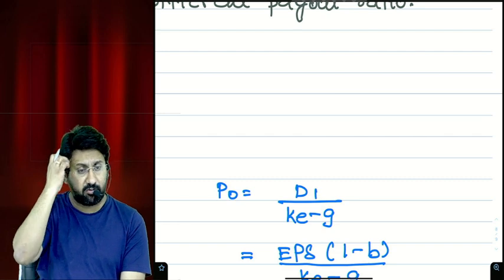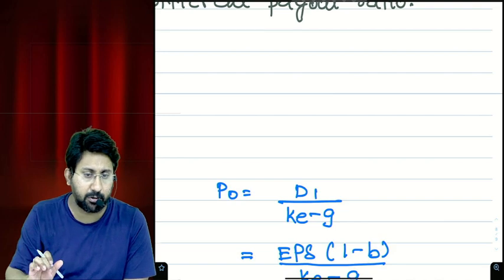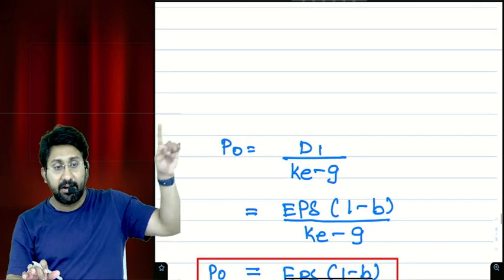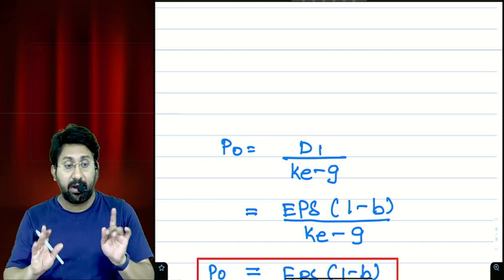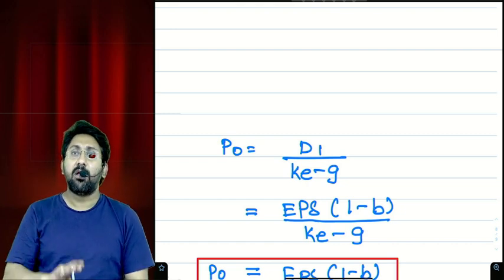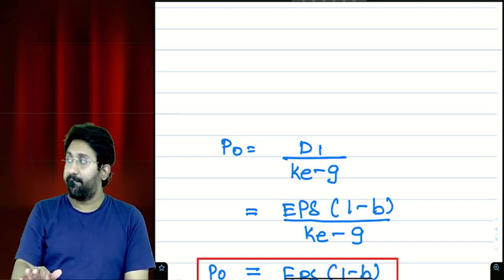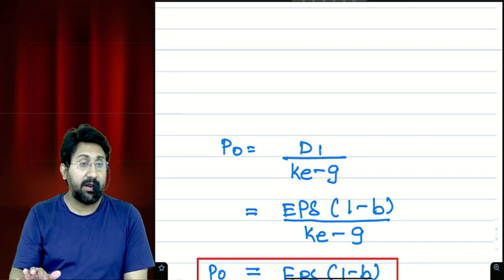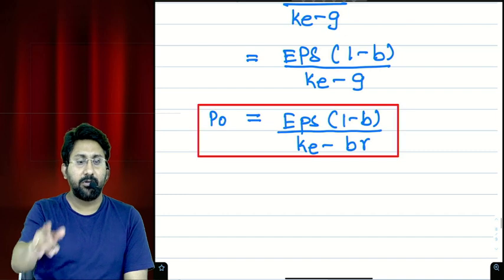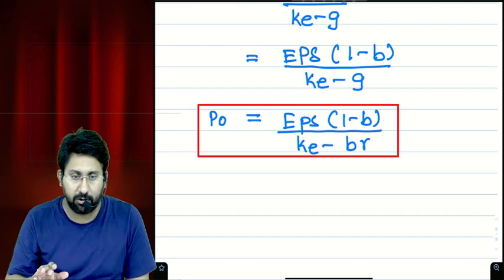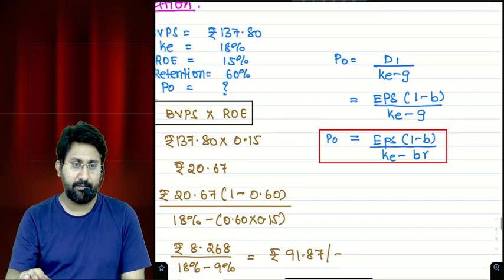Payout ratio is not given in the question. How to calculate? 1 minus retention proportion will become the payout proportion. So D1 can also be written as EPS into 1 minus B. EPS into 1 minus retention proportion means what? It will be payout proportion. EPS into payout will give you dividend, divided by KE minus G. G can be written as B into R. So this is another formula: P not equal to EPS into 1 minus B divided by KE minus BR.